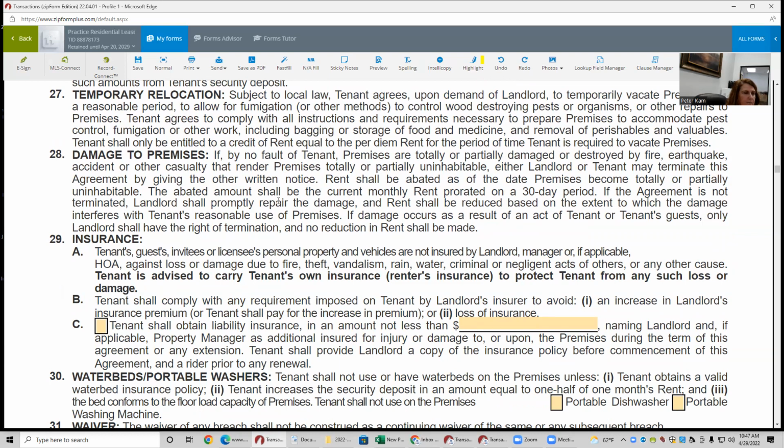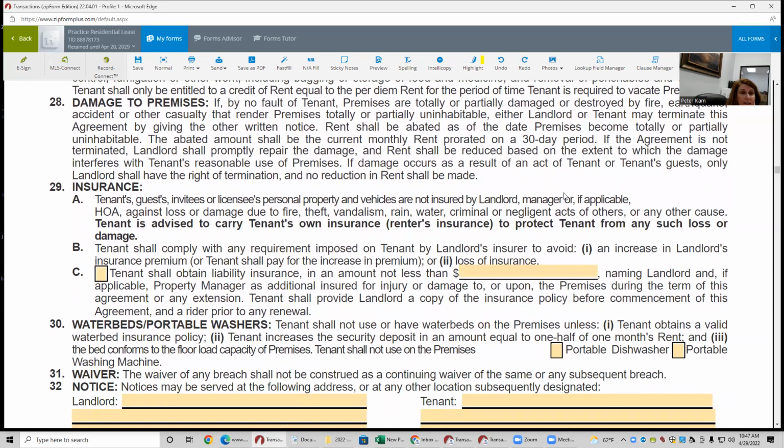Damage to the premises. If, by no fault of the tenant, the premises is totally or partially damaged or destroyed by fire, earthquake, accident, or other casualty that renders the premises totally or partially uninhabitable, either the landlord or the tenant may terminate this agreement by giving the other written notice, and then the rent shall be abated as of the date that the premises became totally or partially uninhabitable.